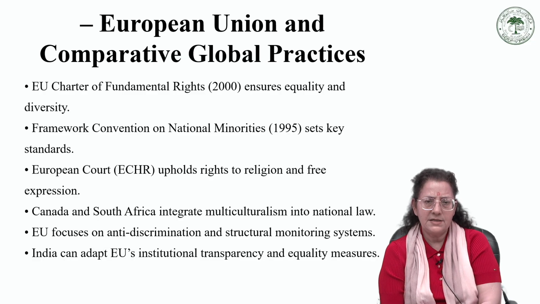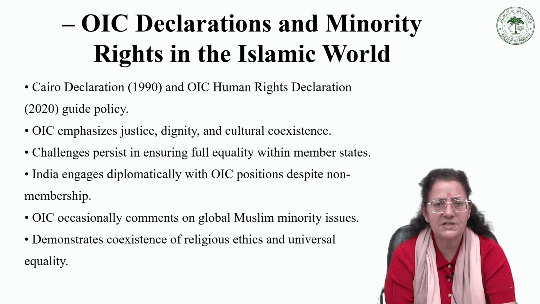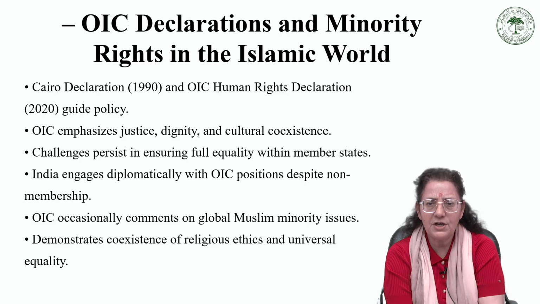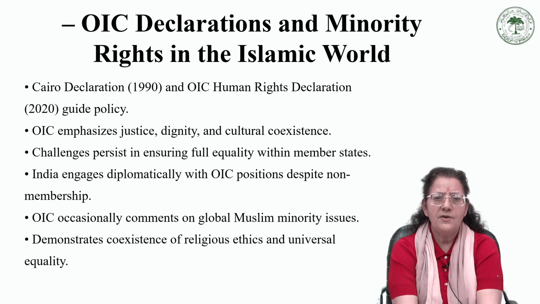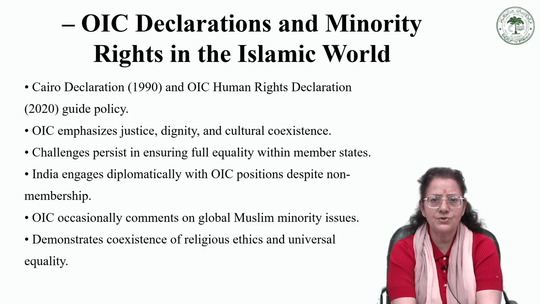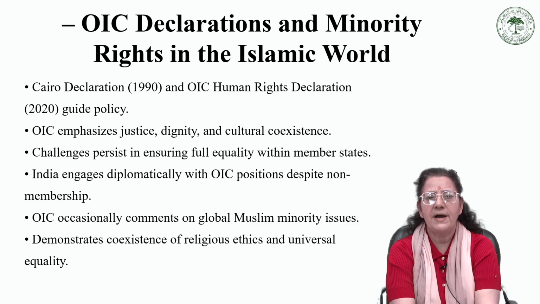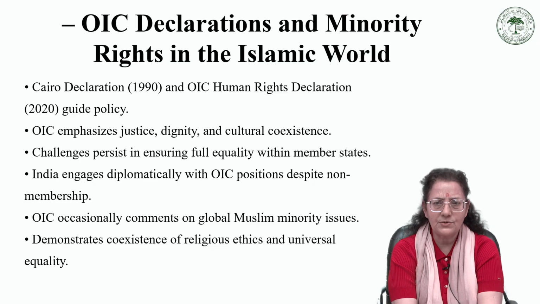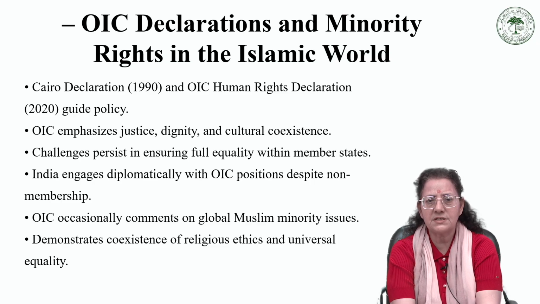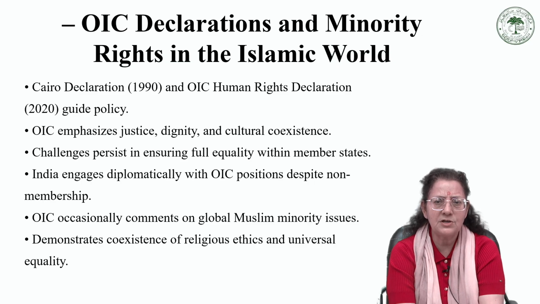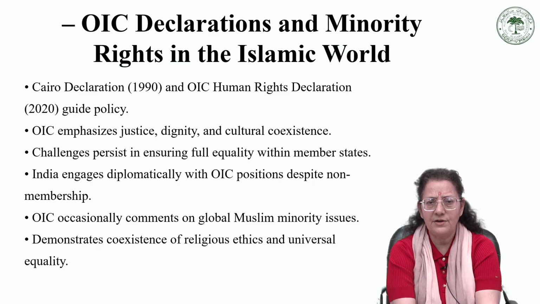but substantively realized. The Organization of Islamic Cooperation, representing 57 nations, has developed its own human rights framework, emphasizing religious freedom and non-discrimination. The Cairo Declaration on Human Rights in Islam 1990 and the OIC Declaration on Human Rights 2020 reaffirm equality for minorities while rooted in Islamic ethical values. While OIC members commit to justice and cultural diversity, challenges persist in ensuring full equality for religious and ethnic minorities within some member states. India, though not an OIC member, engages diplomatically with its frameworks during multilateral dialogues.